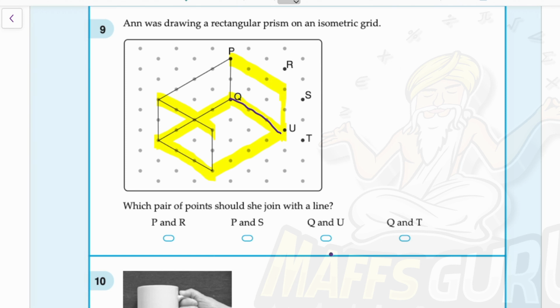So was it Q and U? And again, if I was going to finish this shape off, it would look something like that. And that's a great thing about isometric paper, because it actually lets you draw these things.